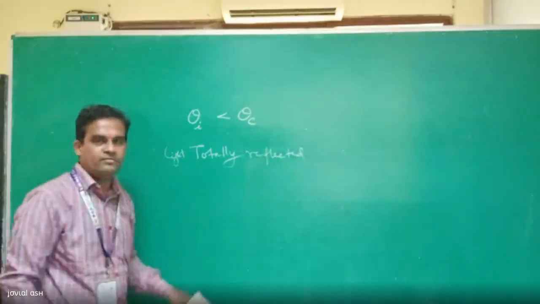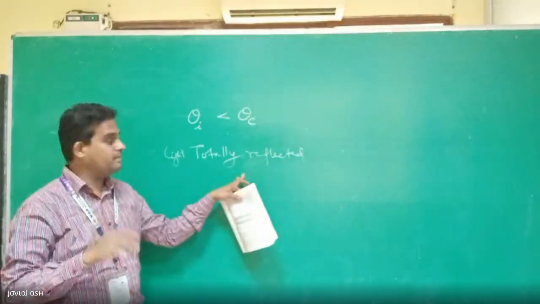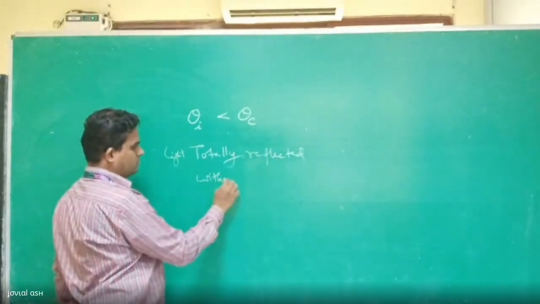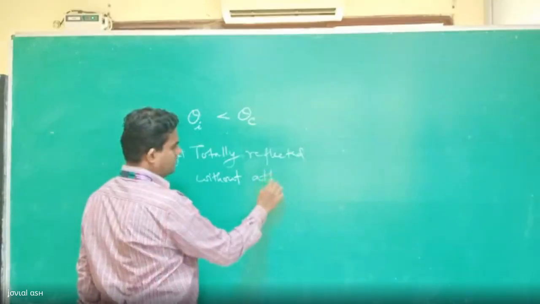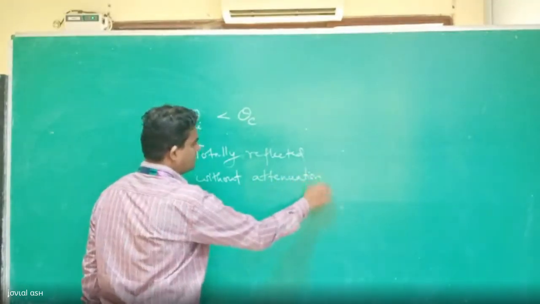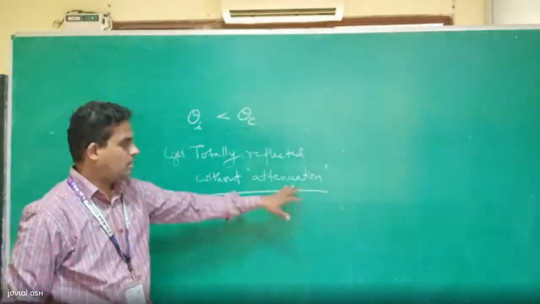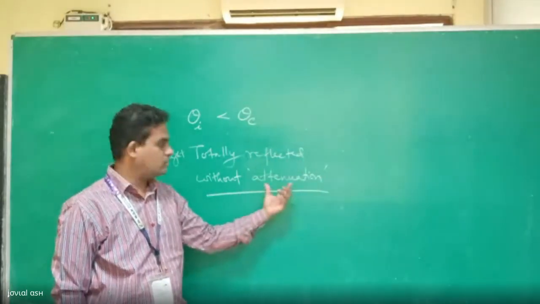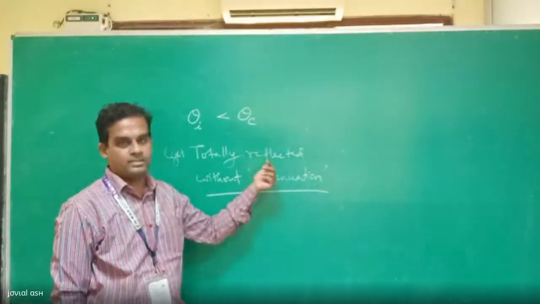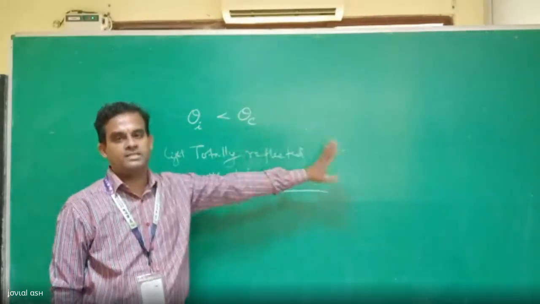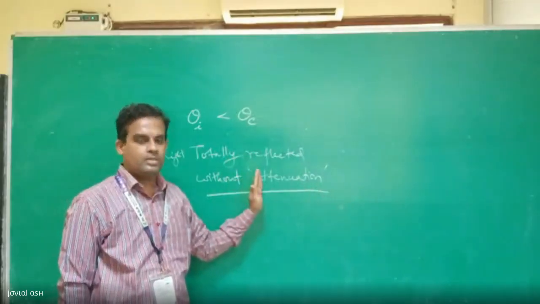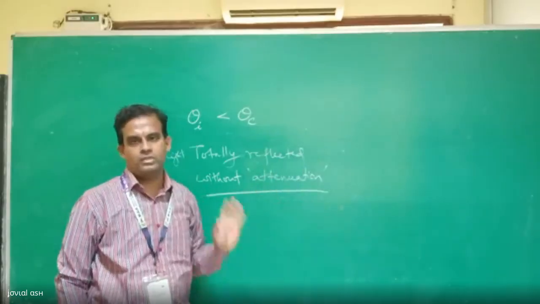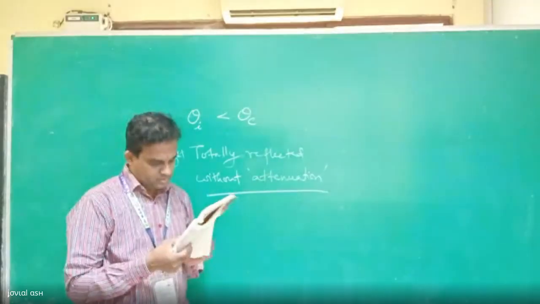This is in the case of zero loss, but in a practical case you have losses. So, total internal reflection without attenuation. Very important, this term. Each and every term is important. Without attenuation means without any signal loss or signal power reduction. That means the entire signal strength will be transmitted from the input side to the output side, from the source to the destination, from one end to the other end along the length of the fiber. That is your concept.